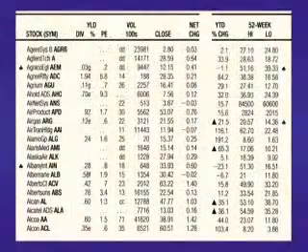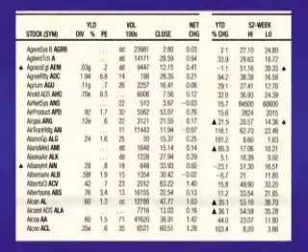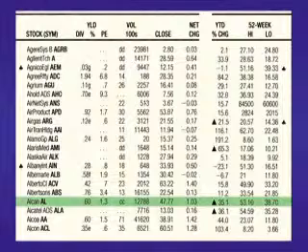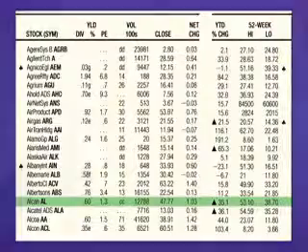We find Alcan. Alcan is right here. We look over to the close for the day. We purchase it at the close price for the day, which is $47.77, and we see that the dividend paid this year is 60 cents per share.